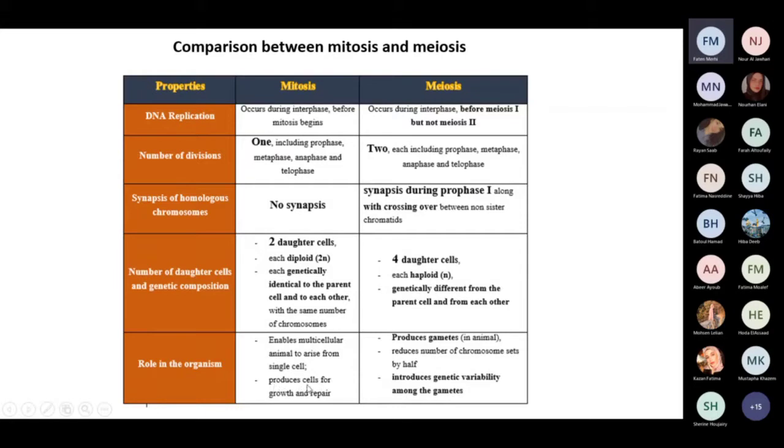So from one cell we can generate multicellular organisms, and we produce cells by the mitosis. We can produce cells for growth and for repair. Okay, for growth, as the growth of the organism needs the division of the cells to make more cells and to grow, and to repair some organs like the skin, for example, during injuries, etc. However, the meiosis is necessary for the production of gametes to reduce the number of chromosomes by half and to introduce genetic variability among the gametes. Okay?